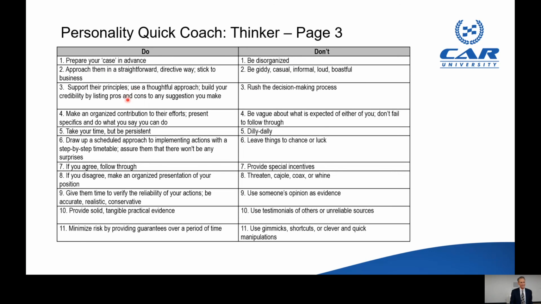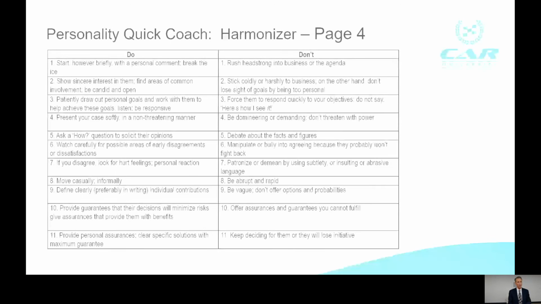So again, you see 11 different do's and don'ts. Each one of these is just a prompt to remind you. I would recommend, if you have a difficult time communicating with thinkers, get this list in your head. And remember, when I'm in front of this person, I have to look like them, act like them, sound like them, talk like them, walk like them. Now let's go to page 4.